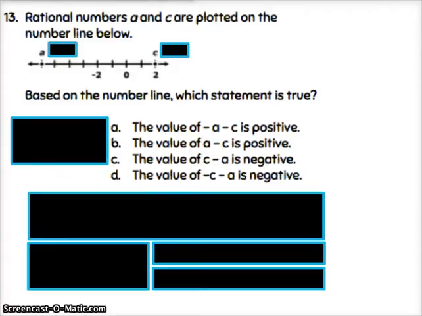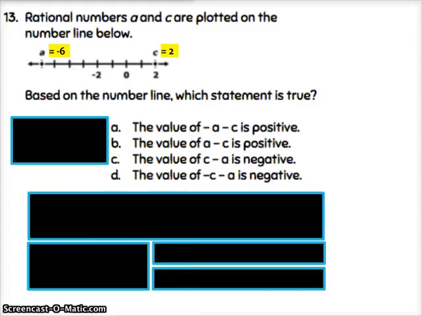Question 13 states that rational numbers A and C are plotted on the number line below. So A is here, and if we count backwards from 0, we can see that if we start at 0 and go 1, 2, -3, -4, -5, -6, we know that the value of A is -6. And then C is at 2, so C is equal to 2. So these two rational numbers, A equals -6 and C equals 2, are plotted on the number line.